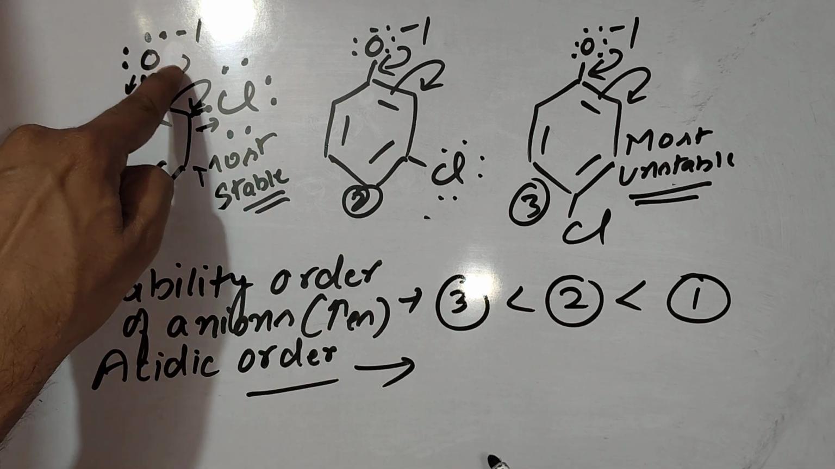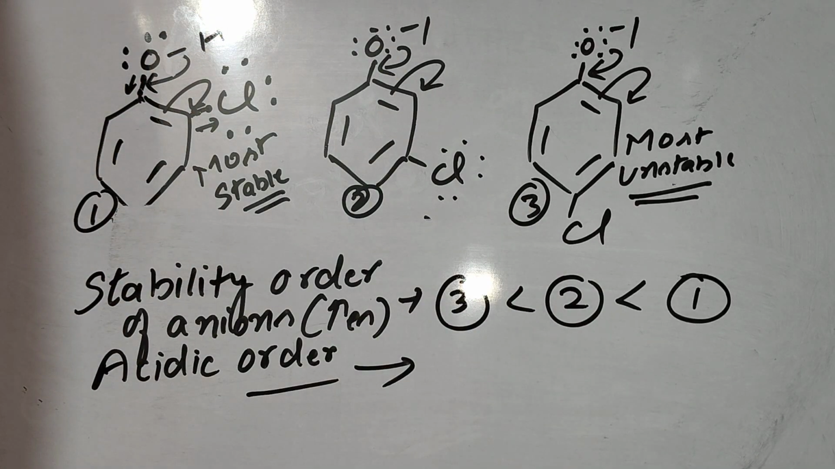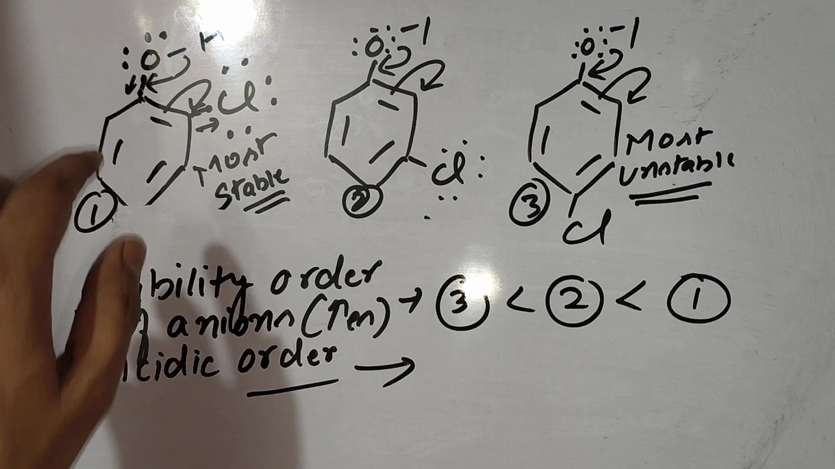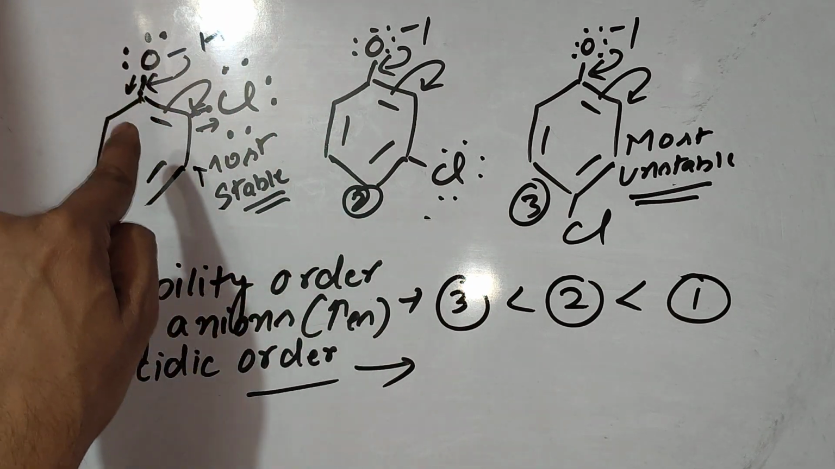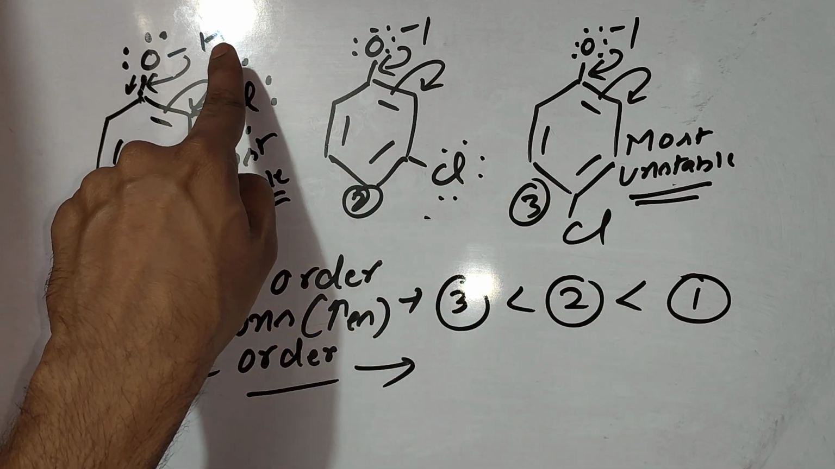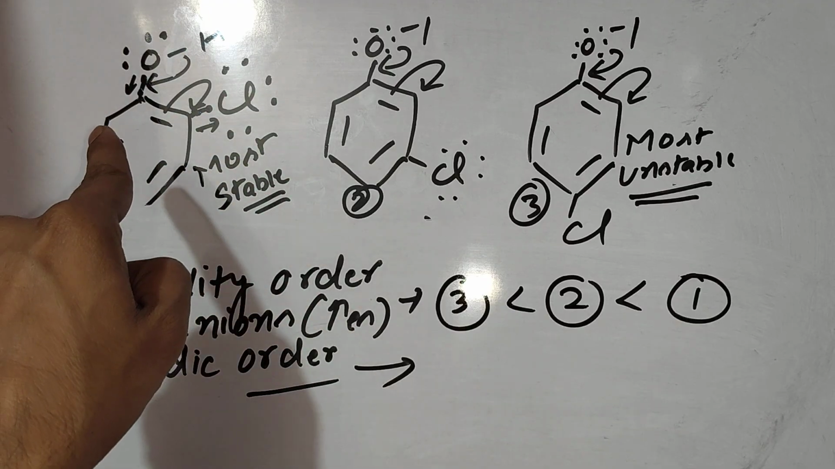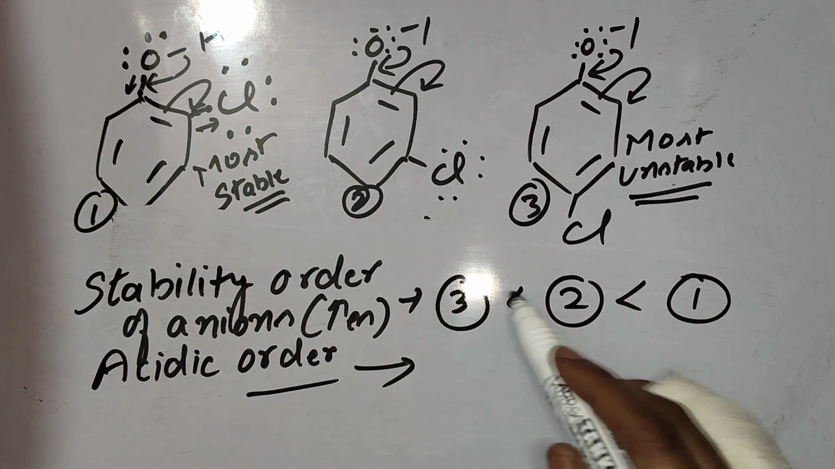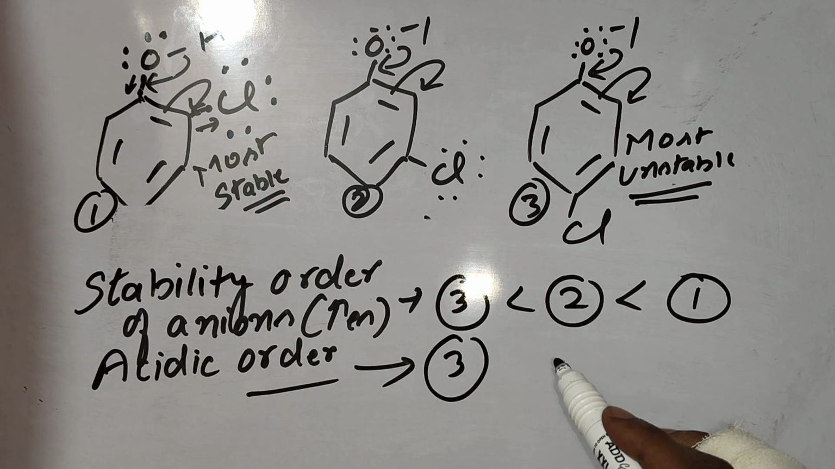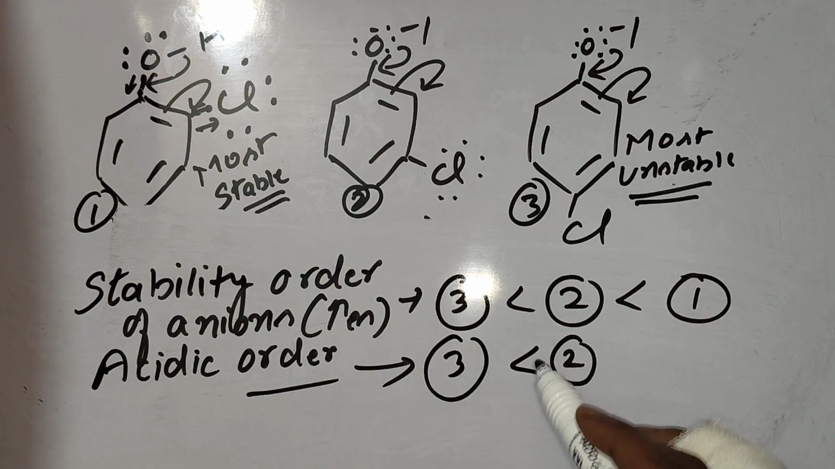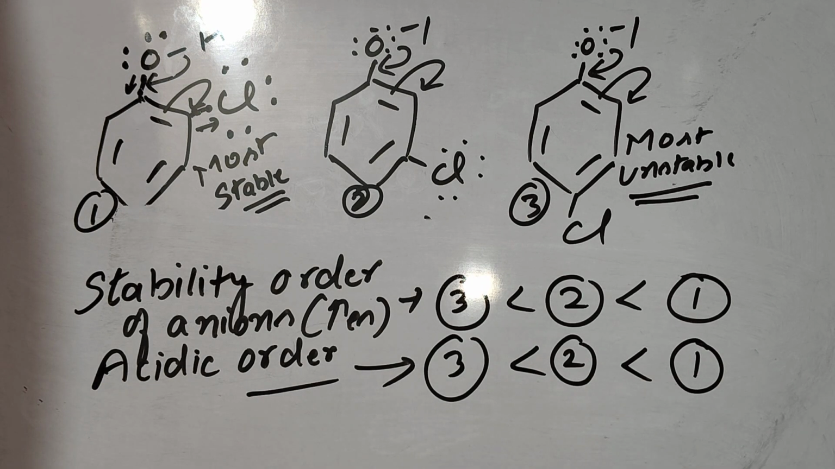This anion was generated by this molecule, orthochlorophenol, after loss of H positive. Now this molecule knows that after loss of H positive, I will get the most stable anion among these three. So it will lose H positive very easily, and as it loses H positive easily, it will become most acidic. So the acidic order will be the same as the stability order of the anions. Para-chlorophenol will be the least acidic. Meta will be more acidic. And ortho will be the most acidic here.